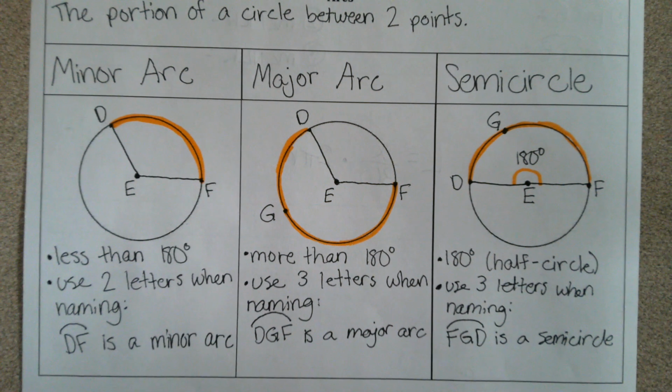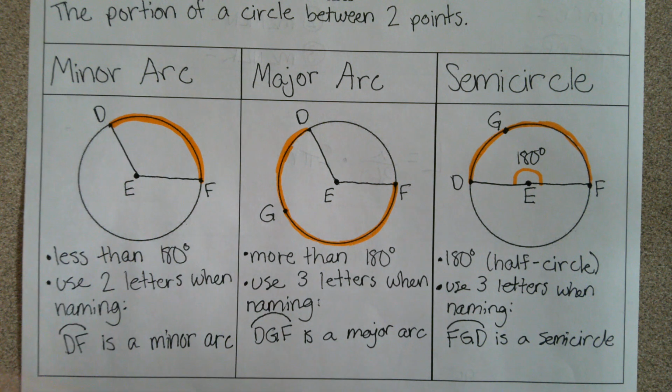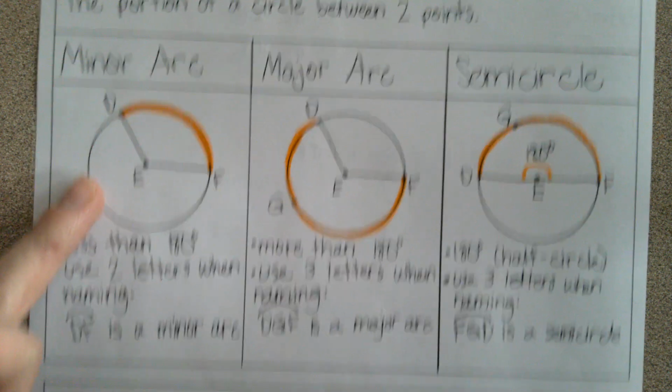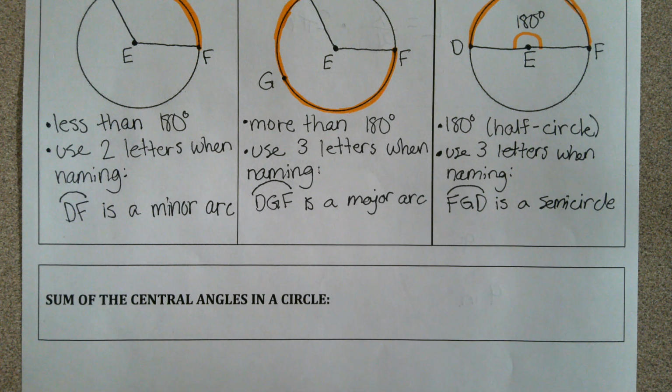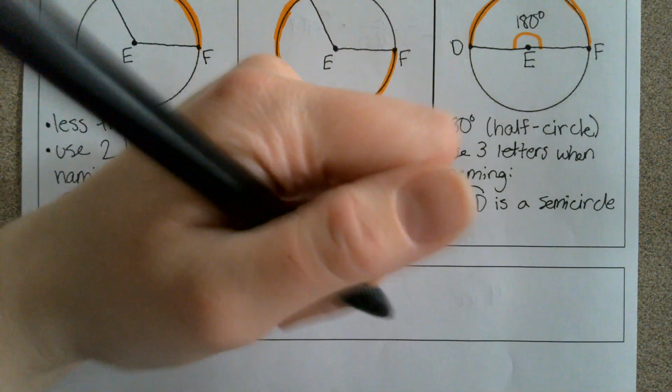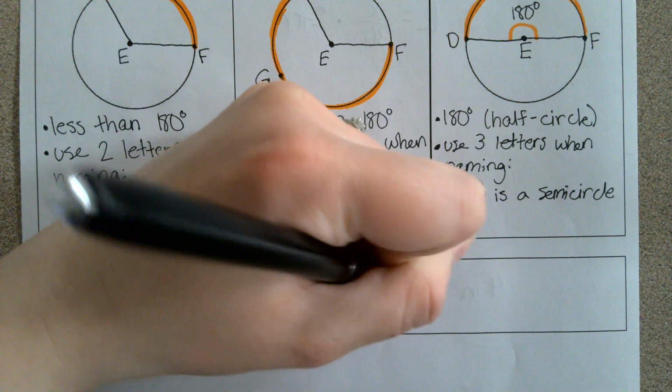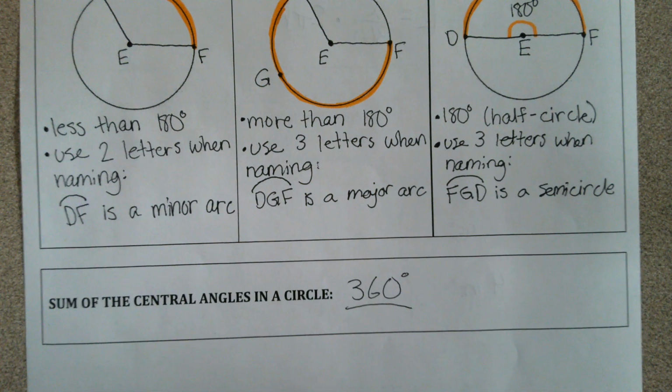Alright, so those are the 3 categories of arcs. Before we have any practice with these, I want to show you one more item that's important. The sum of the central angles in a circle, also the sum of all the arcs in a circle. Hopefully you're very familiar with this. If you think about doing a spin, if you spin or turn 360 degrees, you are going to end up turning in a circle. Hopefully that sounds familiar to you.